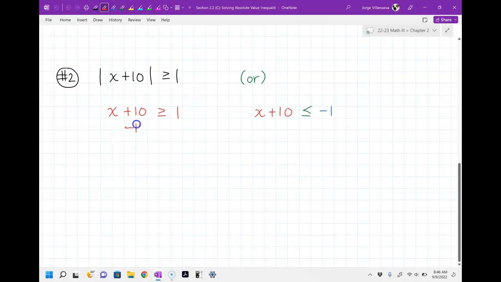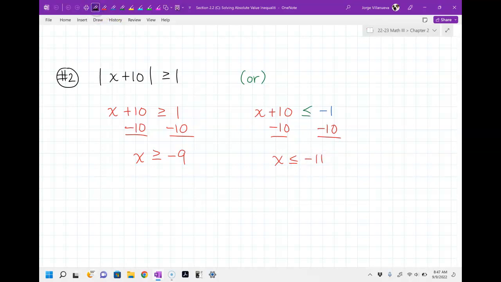We're going to subtract 10 on both sides. So x is greater than or equal to negative 9. So that one's done. And then for the other one, we're going to do the same thing. Subtract 10 on both sides. So you get x less than or equal to negative 11.